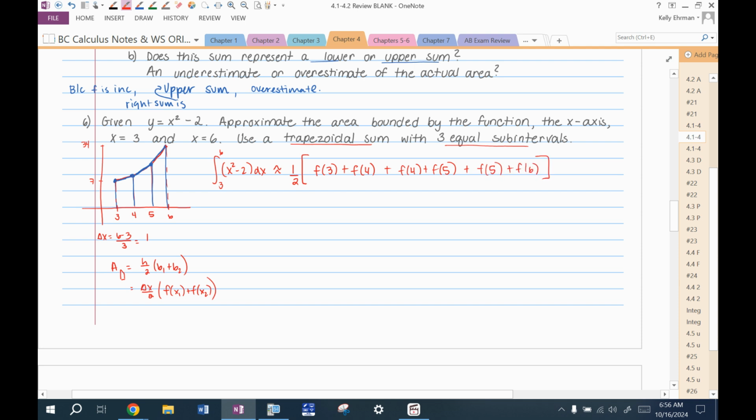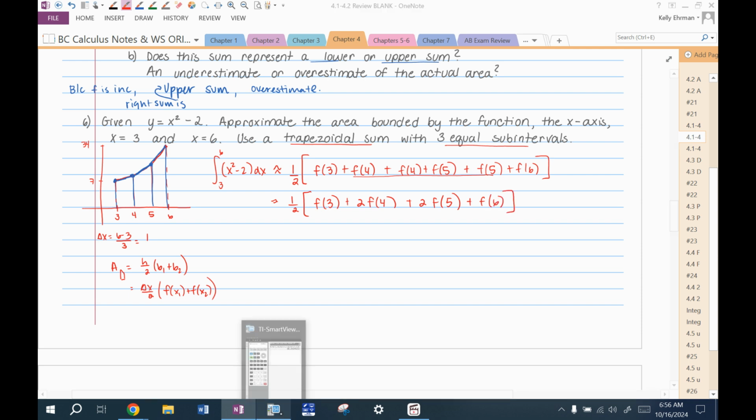So you could condense this so you don't have as much to write. If you recognize that these middle ones are always going to get doubled, the endpoints will only show up once, you could skip right to saying this. I usually do this just so I have less to write out or less to type in instead of writing what I originally wrote. But it doesn't matter.